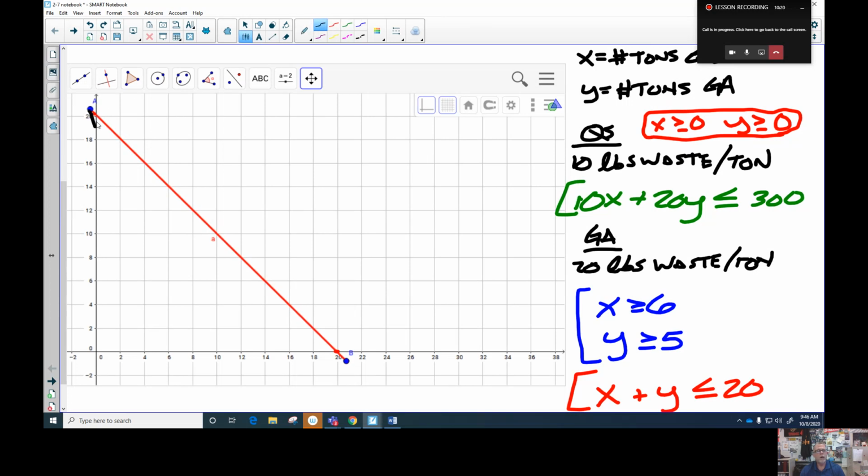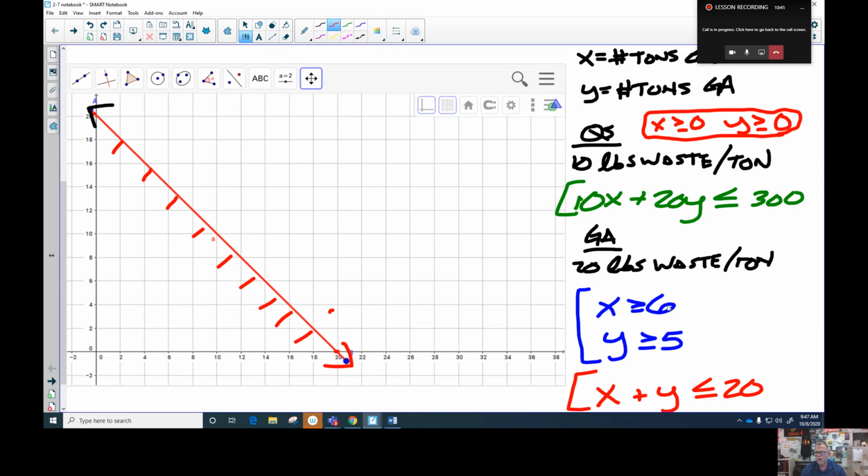Okay, so we have, oops, I wanted that red, but that's okay, I guess. And we have to shade one side or the other. Well, if I put 0, 0 in here, 0 plus 0 is less than or equal to 20, that would tell me I'm shading this side of it. So right now, we know with a normal problem, this is in the first quadrant. So right now we've got a triangle, so to speak, right here. All right, and let's go and do our others.